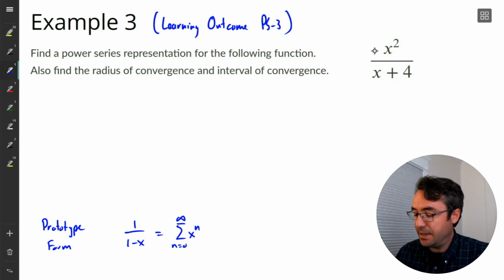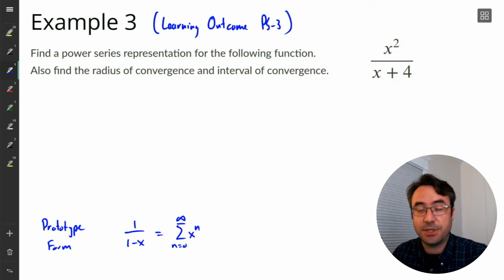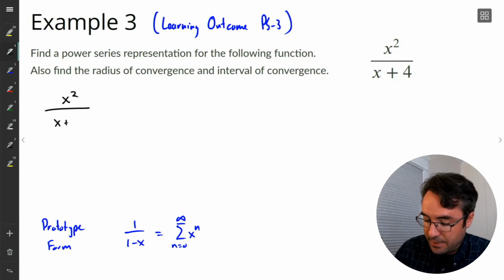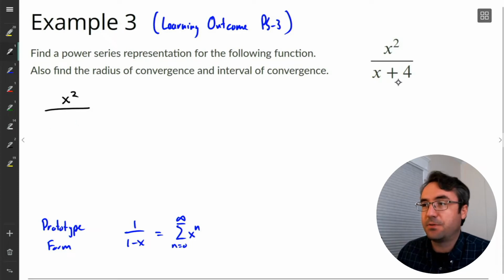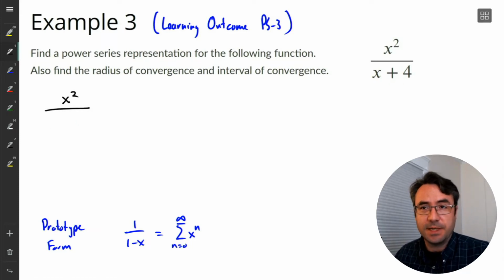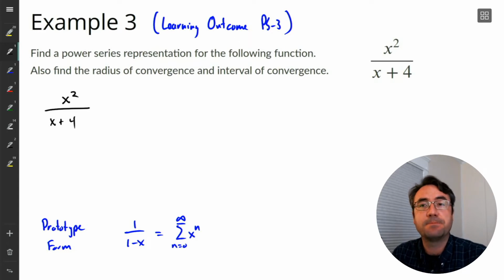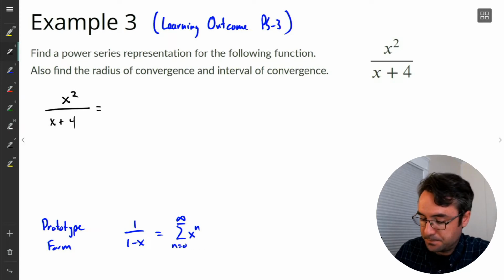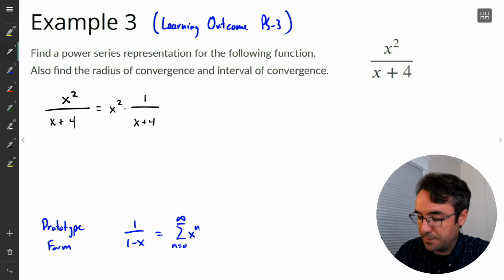And so that was what we did in example 3 here. We were given this function, and we wanted to find the power series representation. And the key step for this, when we're given a function, and while I'm at it, I'm just going to rewrite that x plus 4, write it as 4 plus x. Well, we'll do that in another step. Let's just leave that as x plus 4. So we're going to take this function, and the idea is to break it apart. And this is what we did. x squared times 1 over x plus 4.